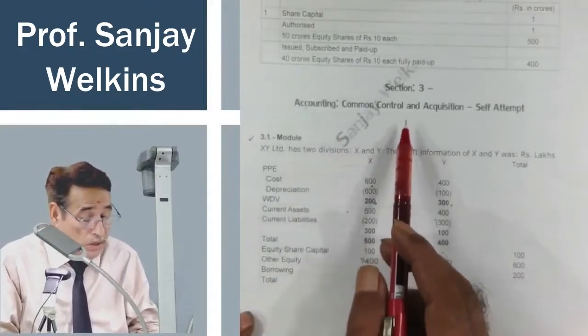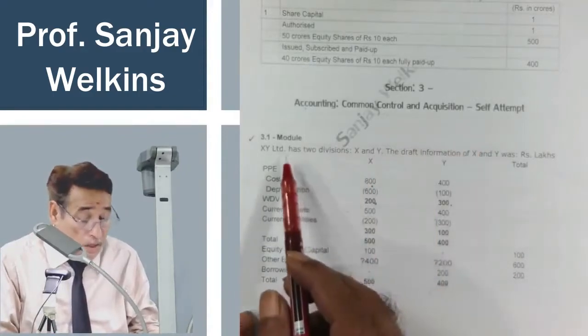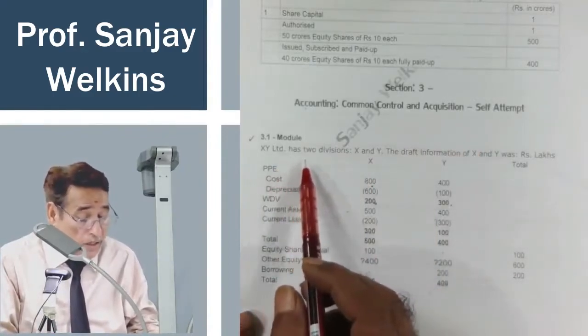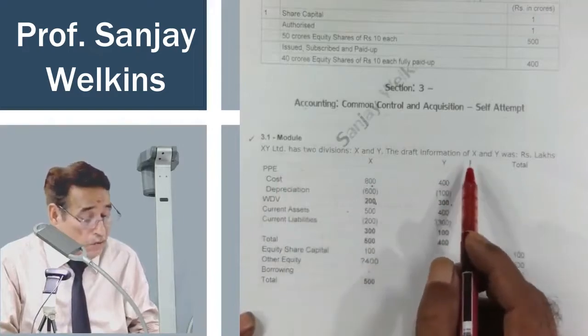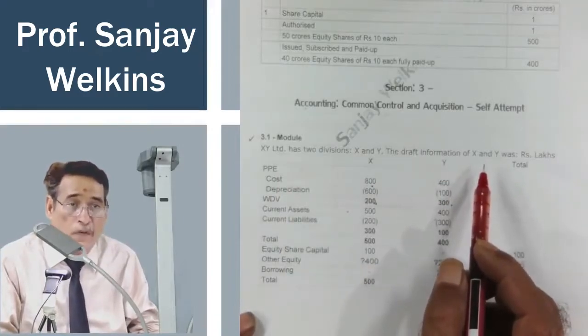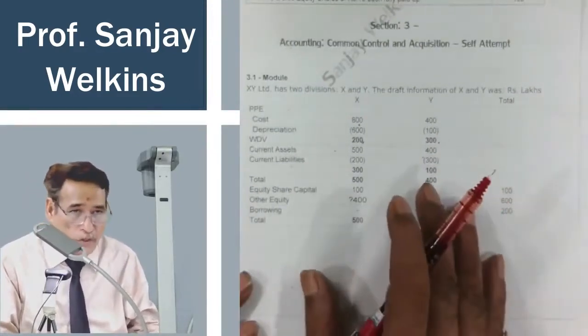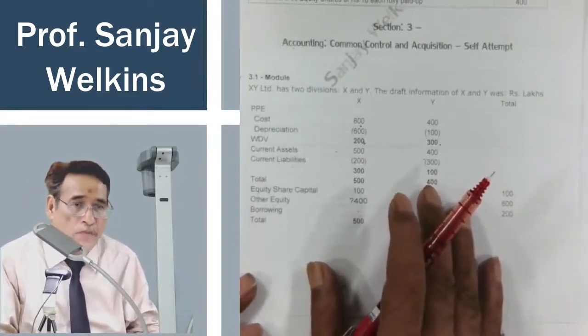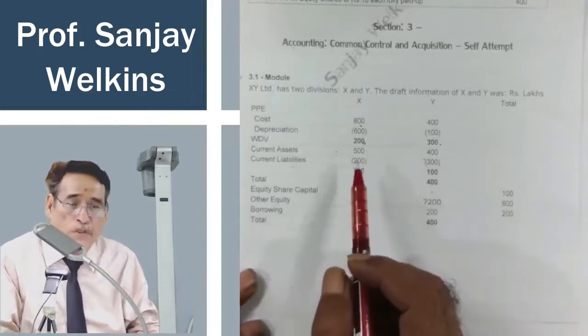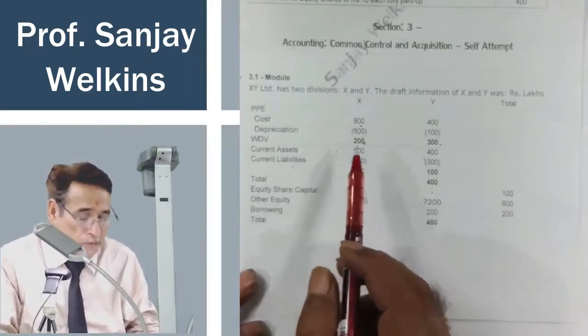Accounting common control and acquisition. XY Limited has two divisions X and Y. The draft information of X and Y is as follows. So it should not appear as a very tough question to you, especially after having finished section 2. This question should be almost like a stroll in the park for you.